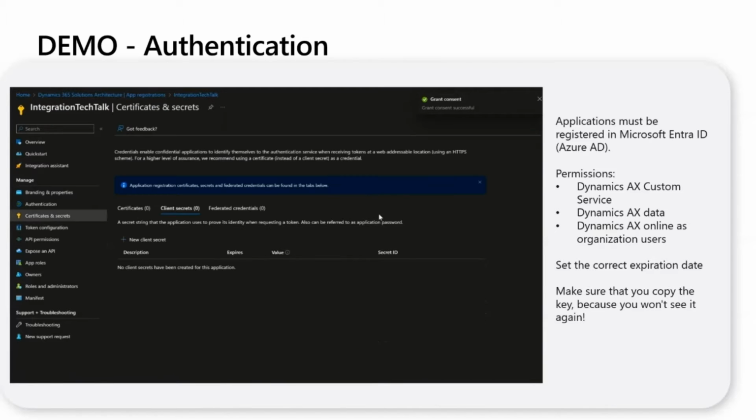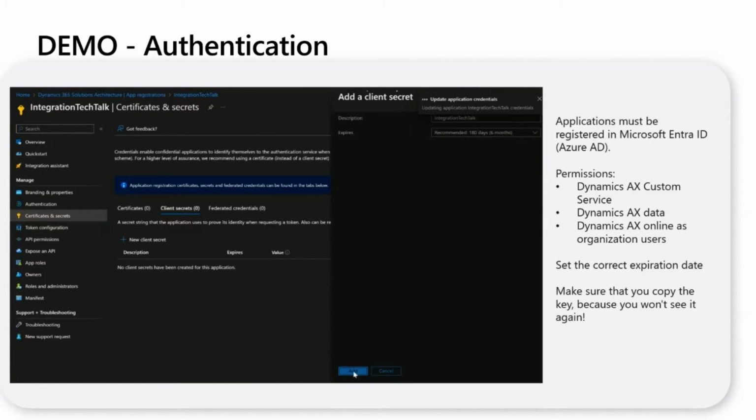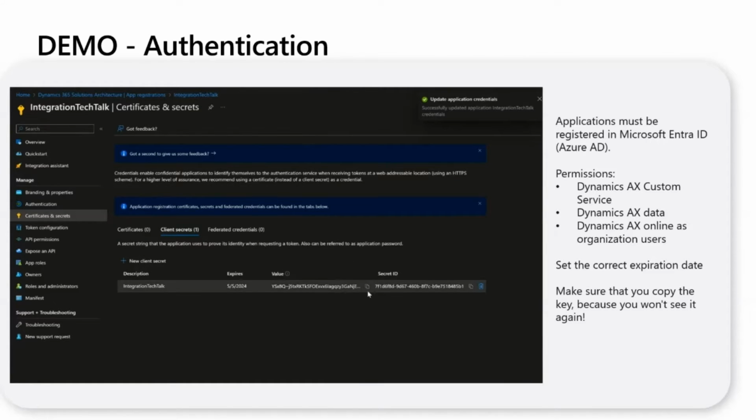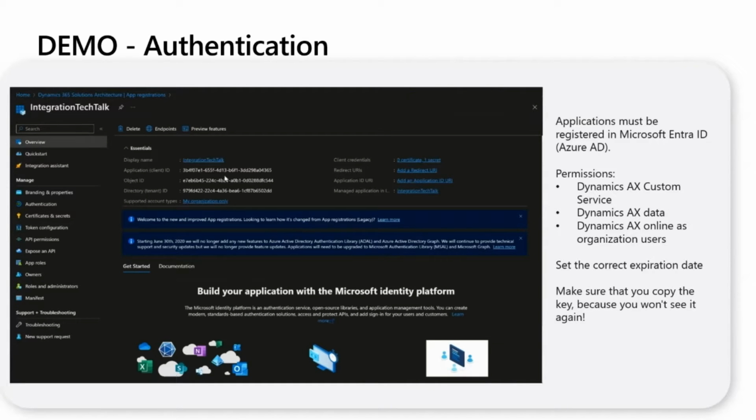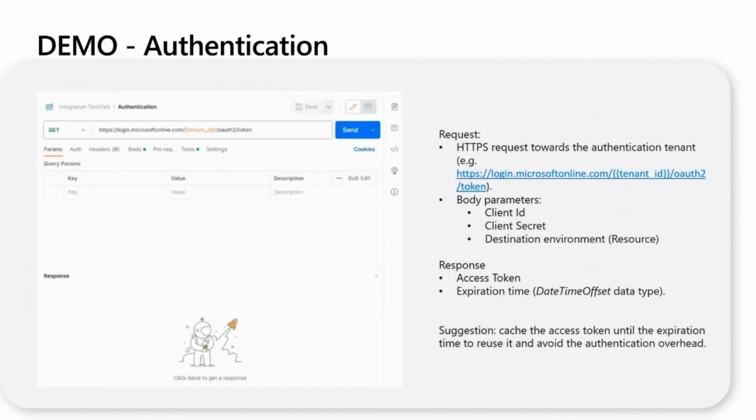We generate a new client secret for the client application. Please make sure you copy the key because you won't see it again after this setup. And then we will have the secret and the client ID that we need to authenticate our application. Now that we have completed the setup in Entra ID, we can obtain the token.